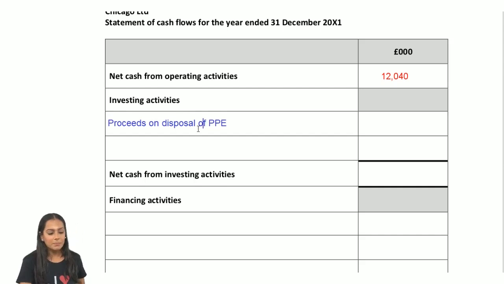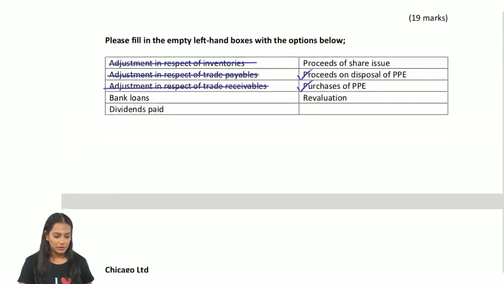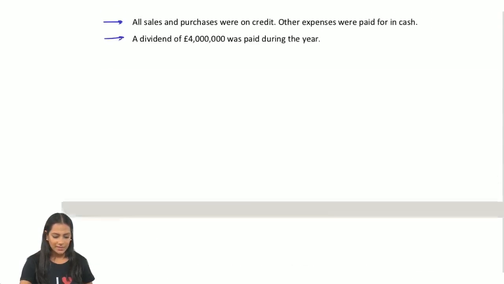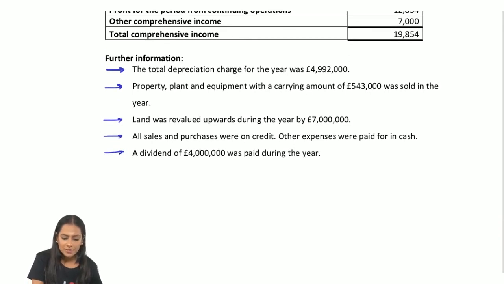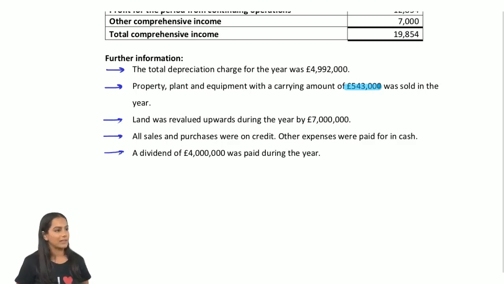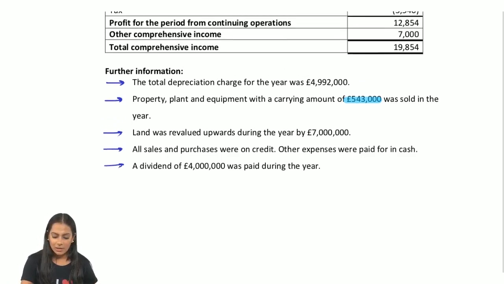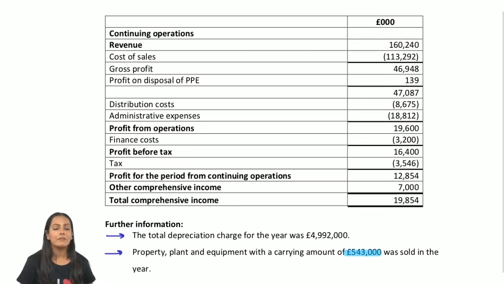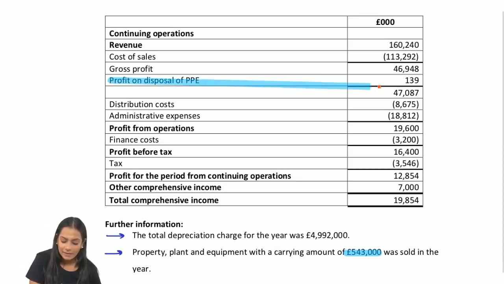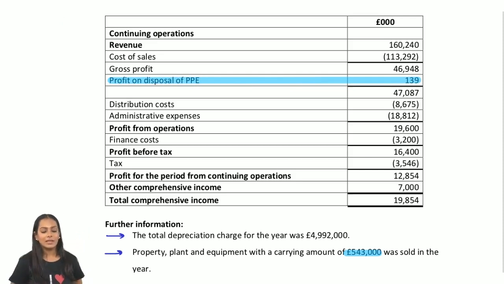Now, the examiner did mention in the notes that an asset with a carrying value of an amount was disposed of. If I scroll up, I can reread it here. Property, plant and equipment of 543,000 was sold in the year. Now, if you look at the statement of profit or loss, you can identify if this was sold at a profit or sold at a loss. We can clearly see that the PPE disposal gained a profit of $139,000. So if we know that it was sold at a profit, we can calculate the sales proceeds.